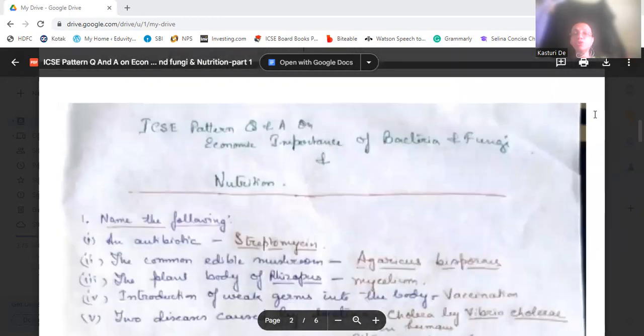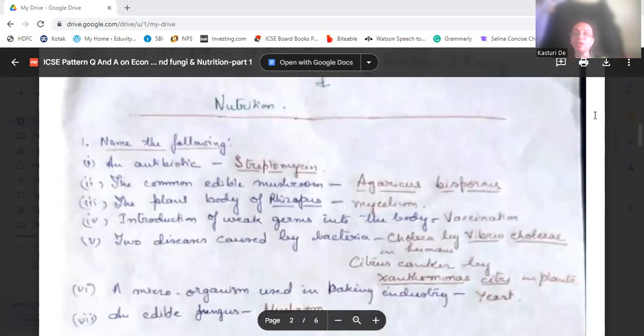Now let us switch over to ICSE pattern question answers on economic importance of bacteria and fungi and nutrition. Today I will discuss the economic importance of bacteria and fungi question answers, and some more questions will be left after this, which I have made the video. And then we will start with the nutrition chapter, ICSE pattern question answers. So first let us start with the economic importance of bacteria and fungi question answers.